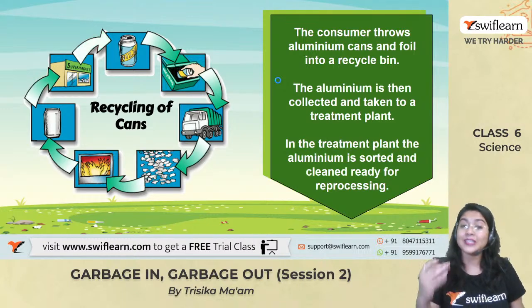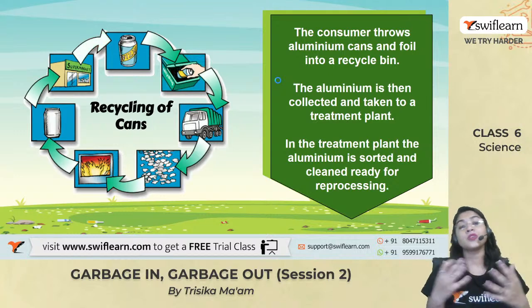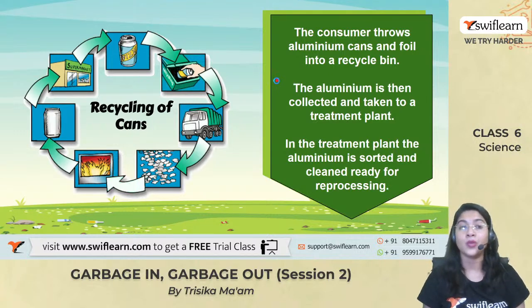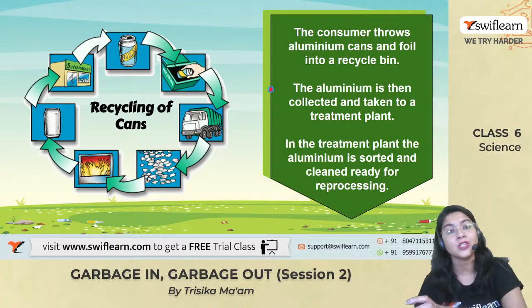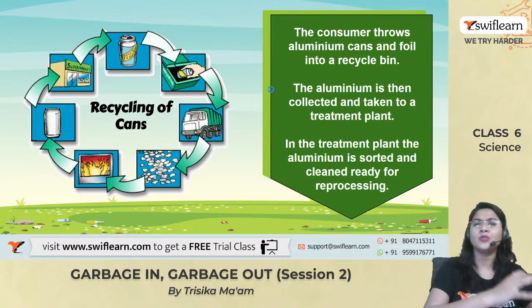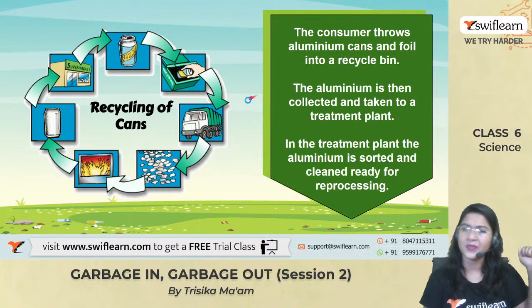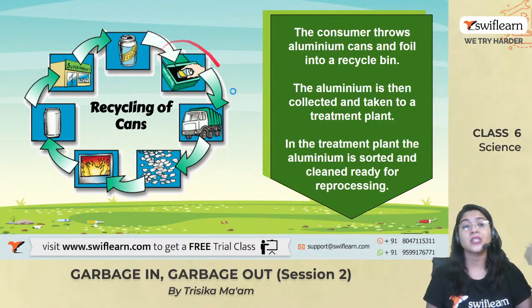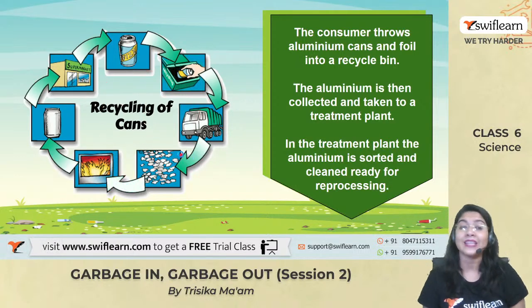And after this recycling or reprocessing, what will happen? New forms of things will come out. And they will again be given different types of colors or stamps or something like that, and they will be used in the supermarket, like for selling different things. So this is how the recycling of cans takes place.